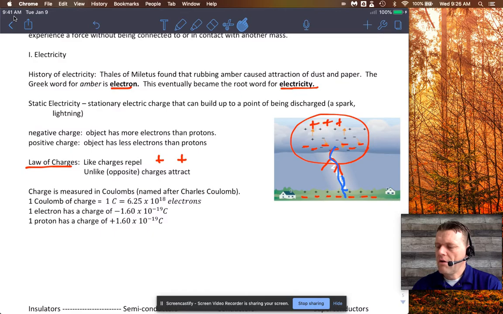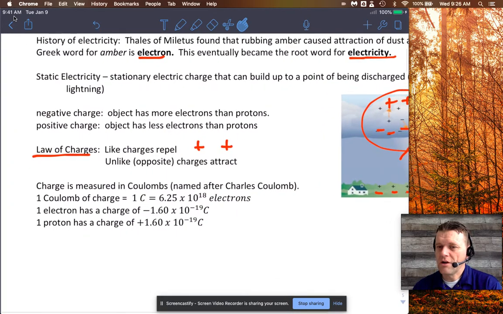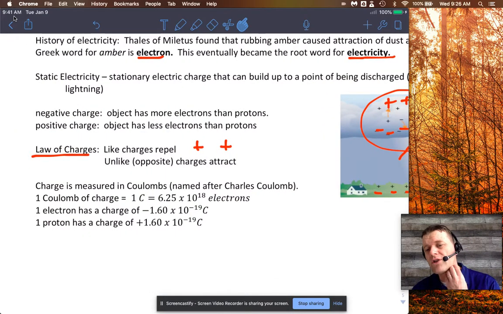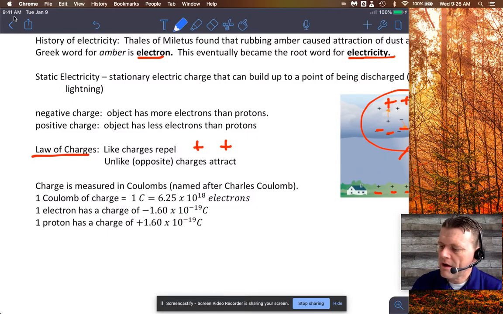You need to know that the amount of charge is measured in coulombs. It's named after Charles Coulomb. In French, you'd say Coulomb. And that is the capital letter C. And you'll see that in a lot of the formulas that we're going to look at a bit later. Capital C is the unit of charge, and it's in coulombs.